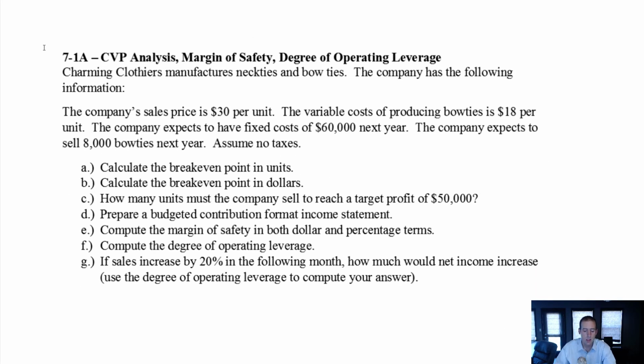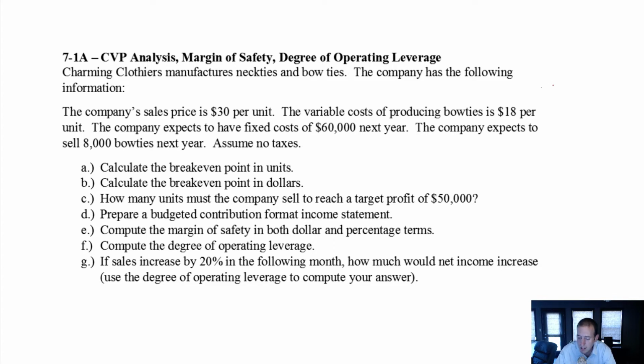The question says, Charming Clothiers manufactures neckties and bow ties. The company has the following information. The company's sales price is $30 a unit. The variable cost of producing bow ties is $18 per unit. The company expects to have fixed costs of $60,000 next year. The company expects to sell 8,000 bow ties next year. Assume no taxes. So that makes our life a little bit easier.